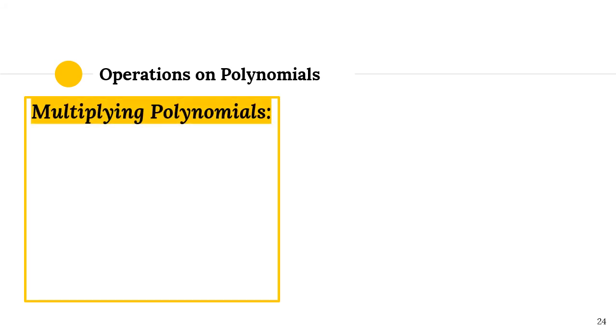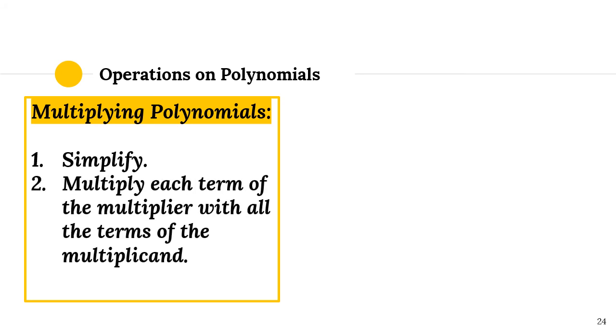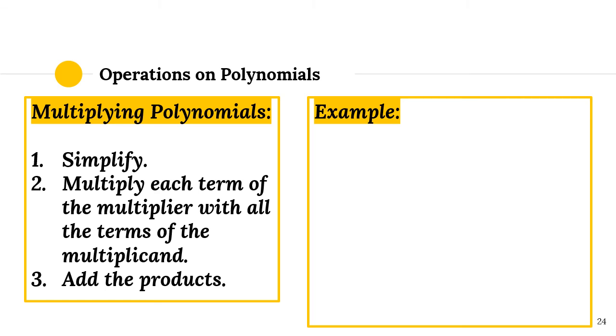How do you multiply polynomials? The first one is you simplify. The second one is you multiply each term of the multiplier with all the terms of the multiplicand. In order for you to better understand it, let's have an example. So 2x squared minus 5x plus 3 in this example is multiplied with 3x plus 4.